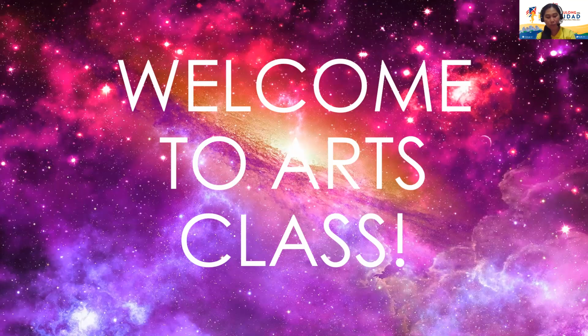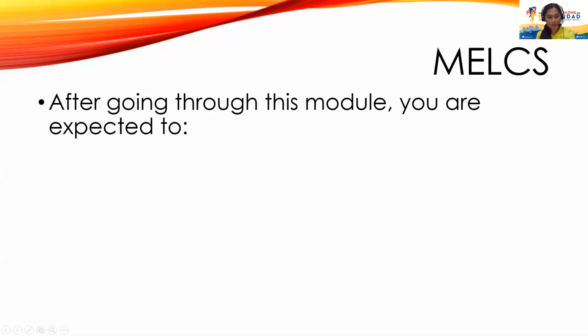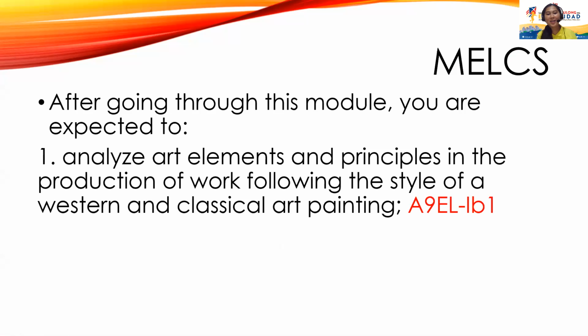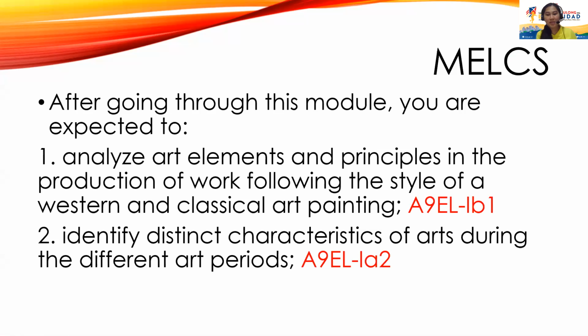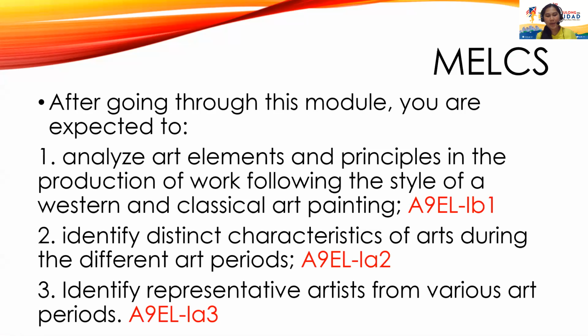And this is Module 1, which is Western Classical Arts, Traditions, and Paintings. This is based on the most essential learning competencies. After going through this module, you are expected to, number 1, analyze art elements and principles in the production of work, following the style of a Western and classical art painting. 2, identify distinct characteristics of arts during the different art periods. And lastly, identify representative artists from various art periods.